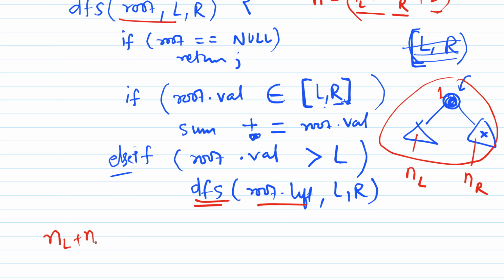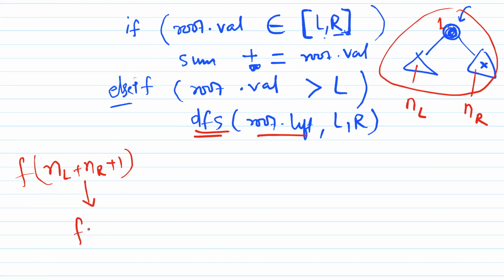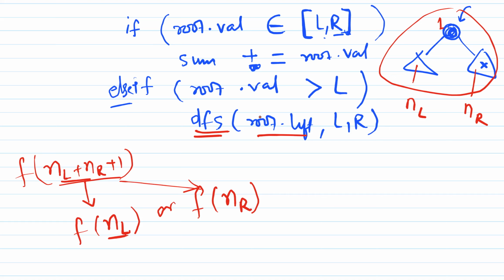So nl plus nr plus 1 is broken into f of nl or f of nr. So this is definitely less than this, or in the worst case at least one less than this. Here also n is not explicitly given, but you have to visualize that we are either excluding the right part or left part. So we are reducing the number of nodes, and we are also excluding the root because the root value we have explicitly checked.